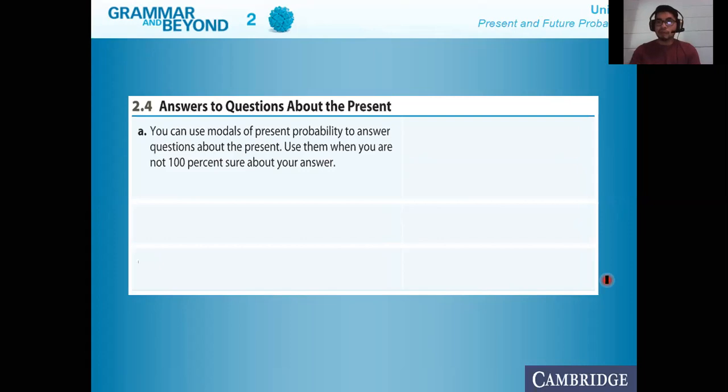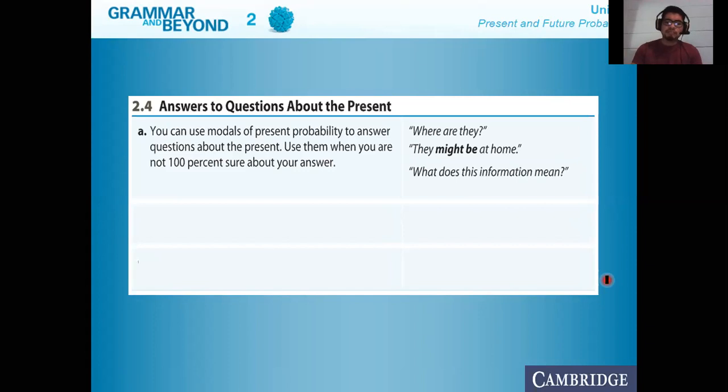So the reason why we're going to use models of probability is because we're not sure about the answer at all. So in this case, for example, if somebody asks you, where are they? They may be at home. You are not sure. You probably have some idea, but you're not totally 100% sure that they are at home. You don't have the evidence. You don't have the facts that will back you up on the situation.